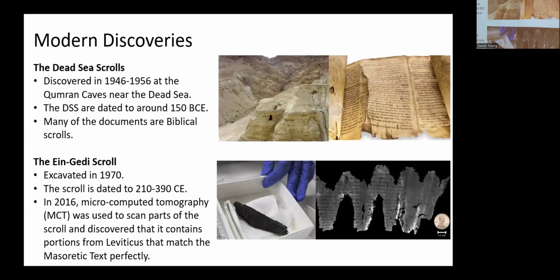After World War II, between 1946 to 1956, in this place called the Qumran Caves, you see these are caves in the mountain, right? In the Qumran Caves, near the Dead Sea, we found jars. Inside the jars were scrolls. And many of those scrolls are biblical scrolls, okay, preserved in a jar. And those scrolls date back to 150 years before Christ. So if there is such a thing as the Bible that Jesus read, you know what I mean?